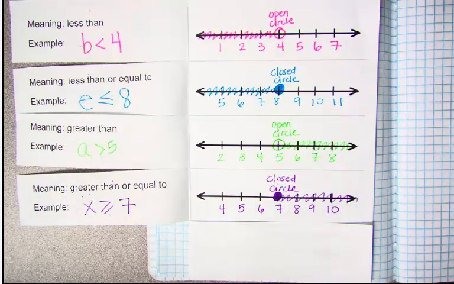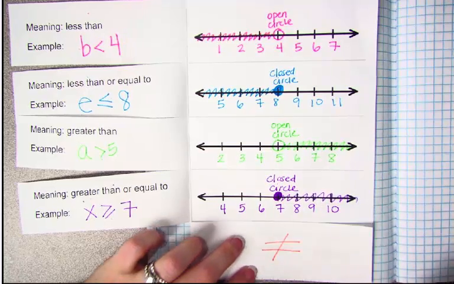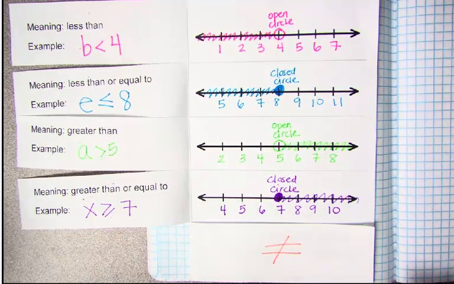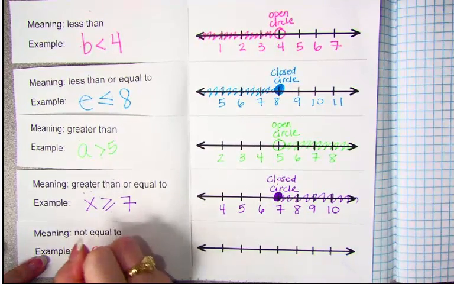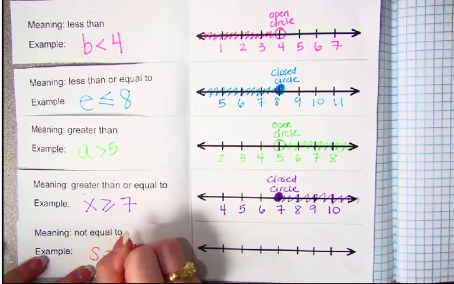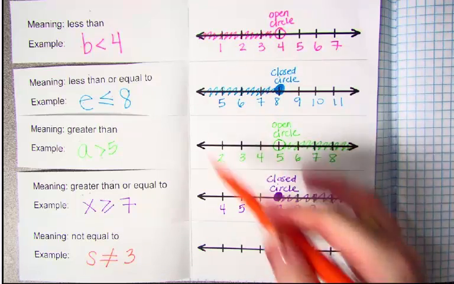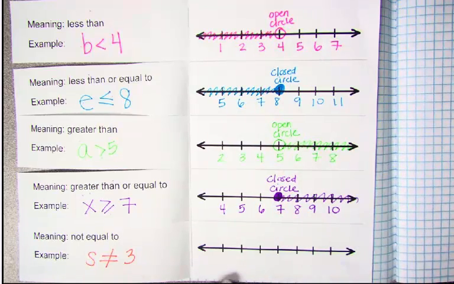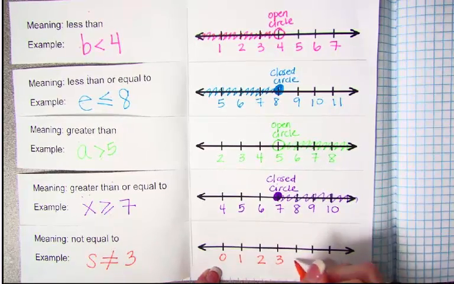All right, now the last one is not equal to. So when you're graphing a number that is equal, if you're graphing x is equal to 3, it's just a point on the line. So if you were graphing something like s is not equal to 3, using some of the logic that we did up here, if it doesn't include 3, that means I need an open circle at 3. So let's number.